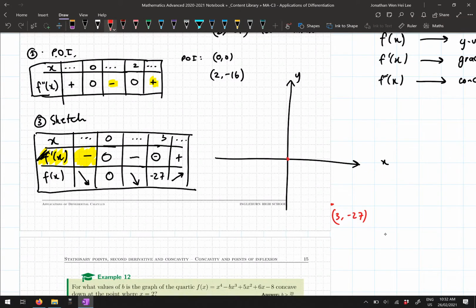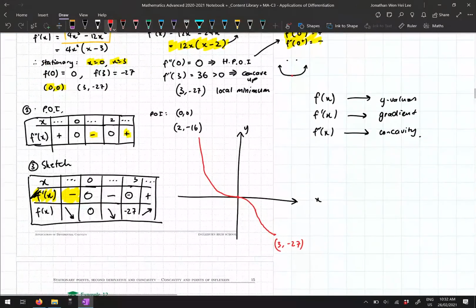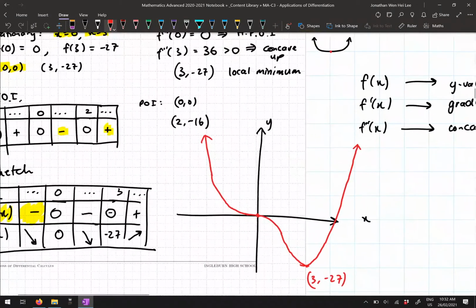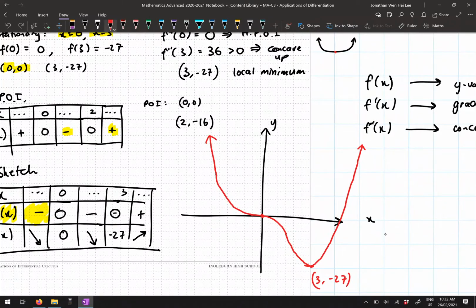Now we also found out that 0 was a horizontal point of inflection, and so here it's going to look something like this. We're going down towards 0. It's a horizontal point of inflection. Goes down to 3, negative 27. Now 3, negative 27 was a local minimum, so we're going to go from there and go back up to here. Now we should also find our second x-intercept, which I believe should be at 4.